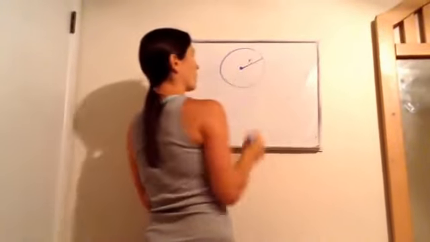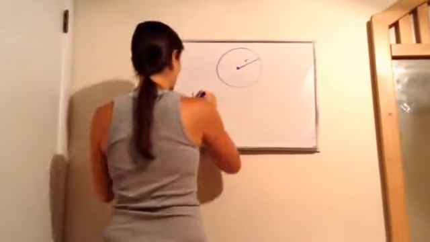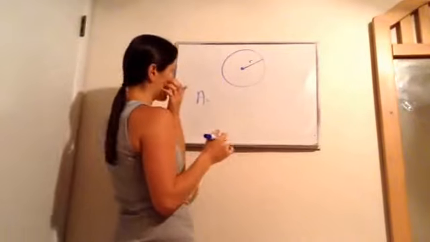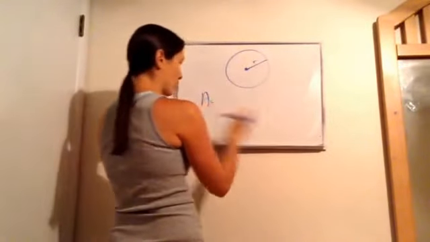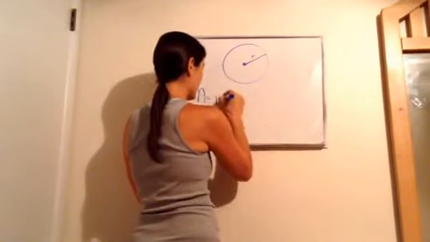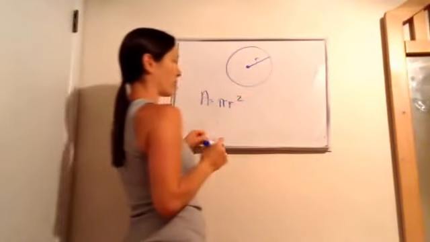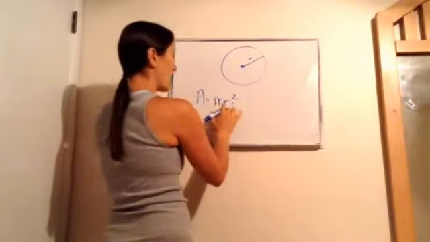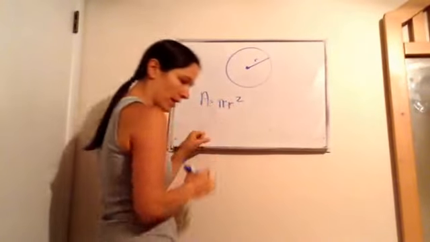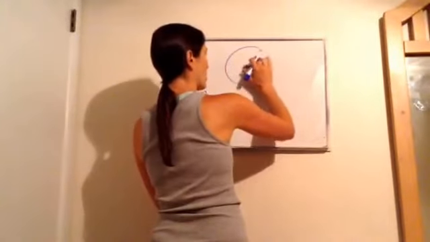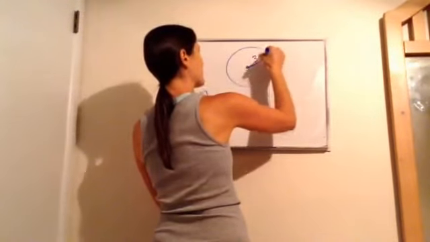I'm just going to put R for radius. The area of a circle, again, if you do not know this, you absolutely need to know this for ACTs, SATs, so memorize these formulas. The area of a circle is pi times R squared. Pi times R, when they're next to each other, just means multiply. Pi times R squared.